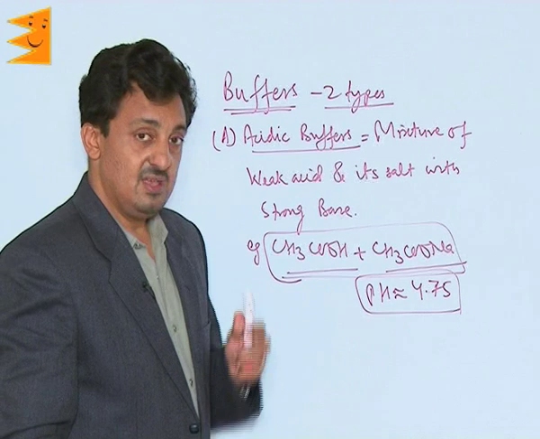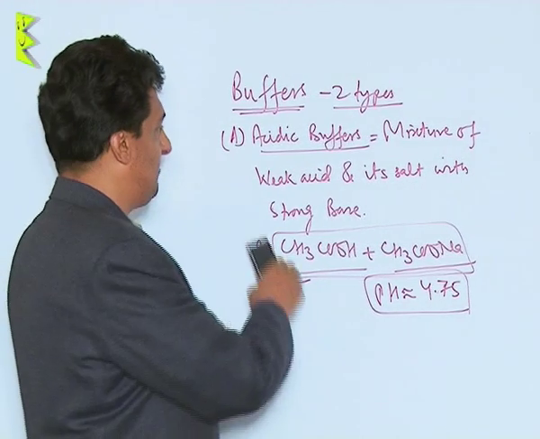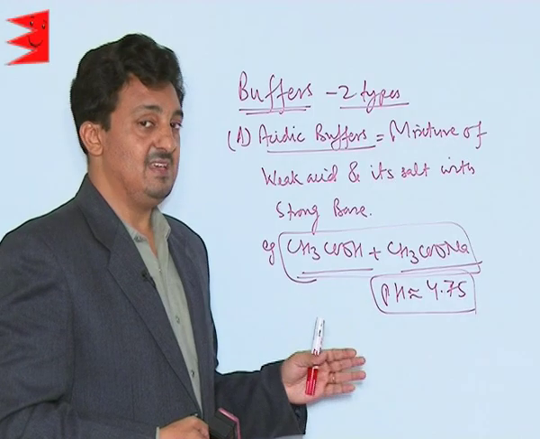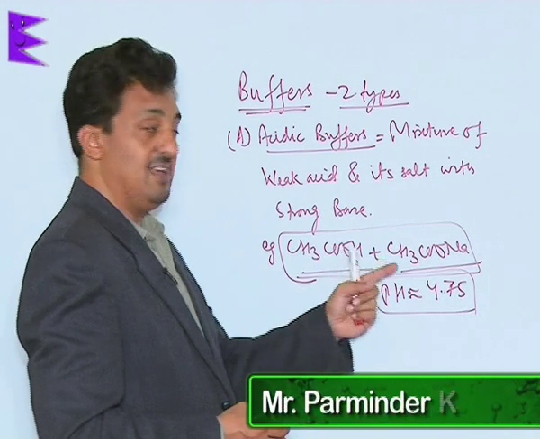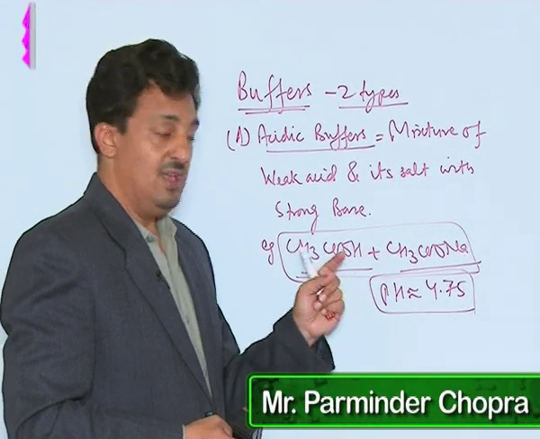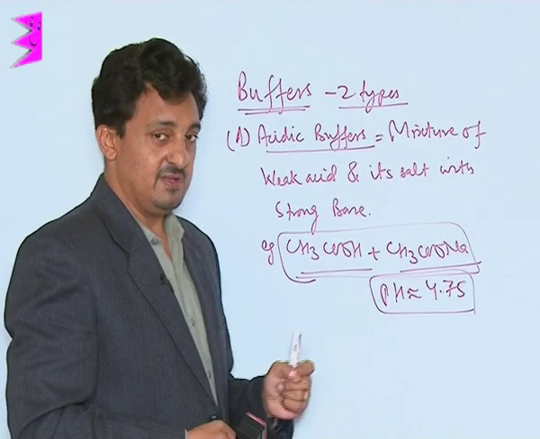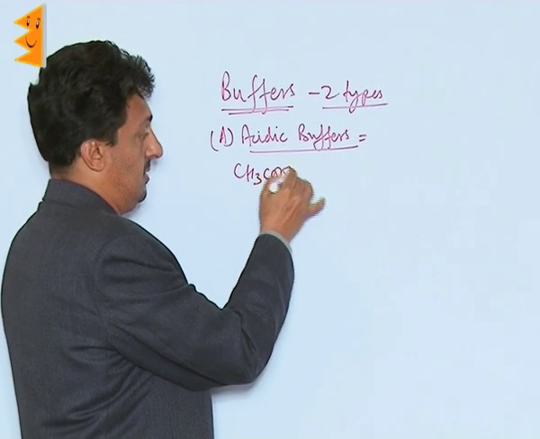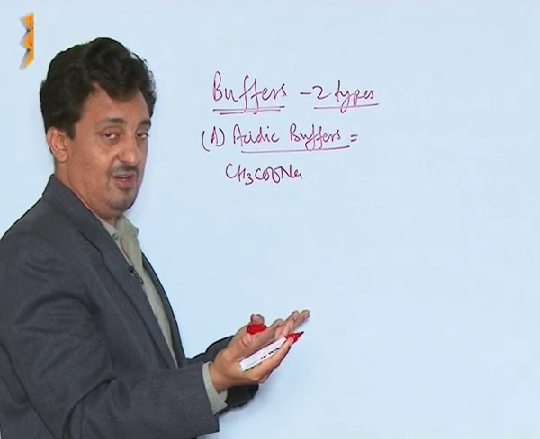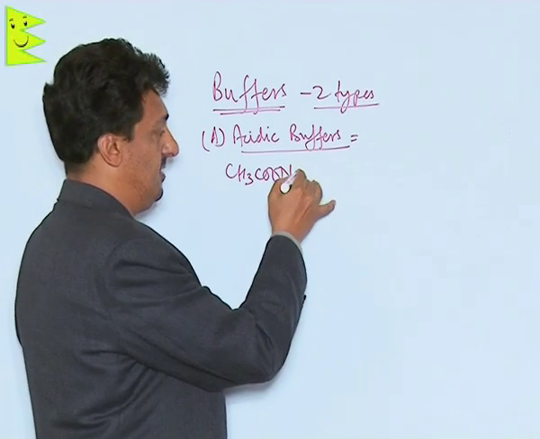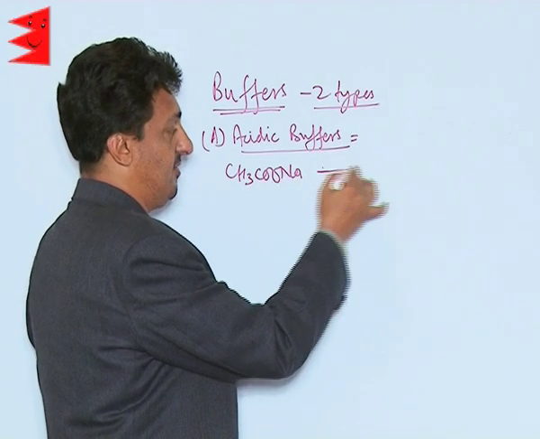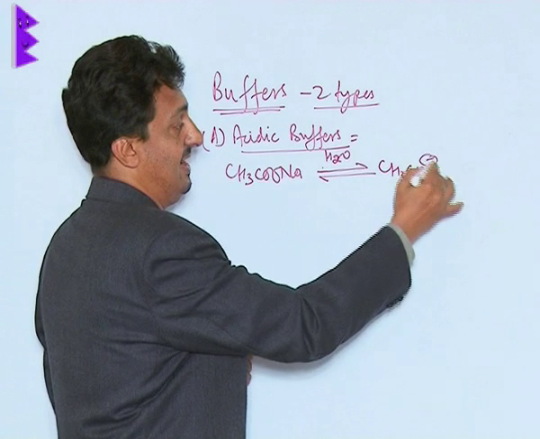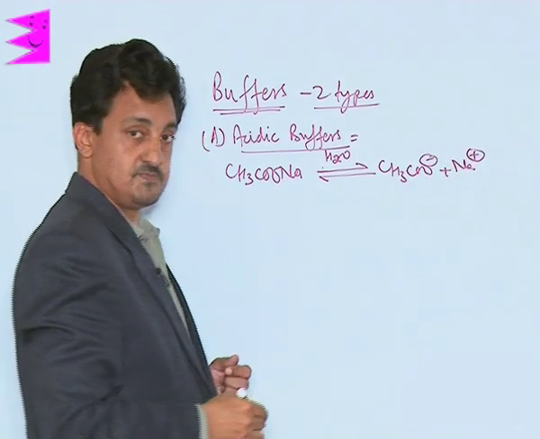How they show their buffer action, let me explain it to you. Now let us understand the buffer action of this acidic buffer, which is a combination of a weak acid and its salt, forming an acidic buffer at around a pH of 4.75. The moment we take this salt, sodium acetate, which is a strong electrolyte, it dissociates completely in water, forming acetate ion and sodium ion.